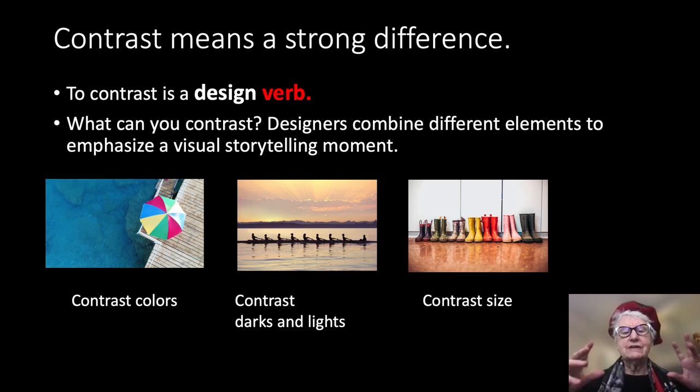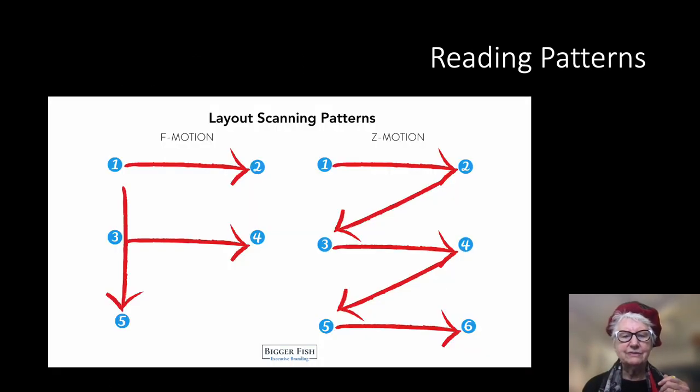You can contrast a lot of things, but the main thing is that contrast is what designers do. It's a verb. Designers move things around. They put those sliders. They choose resource materials to put together. You can contrast size, you can contrast textures, you can contrast good and bad, good and evil. You can contrast colors. Here we're seeing the visual contrast of colors, darks and lights, and the sizes of the boots. But notice you can also contrast the color of the boots. So contrast is a very active, dynamic thing that designers do.